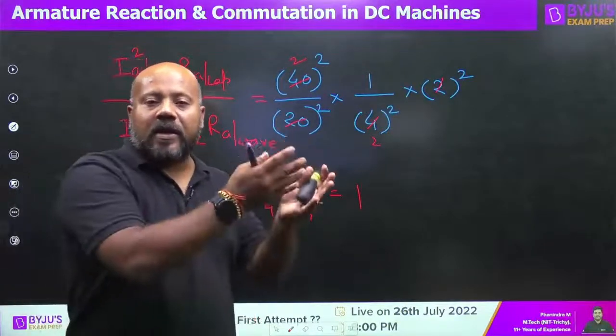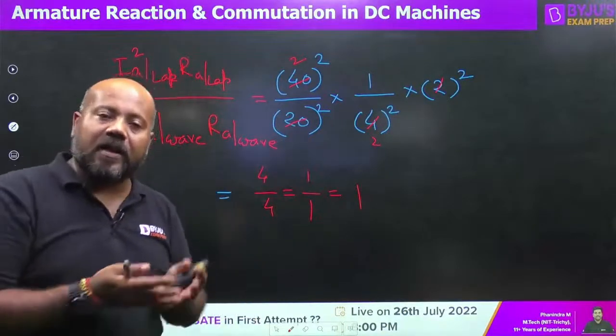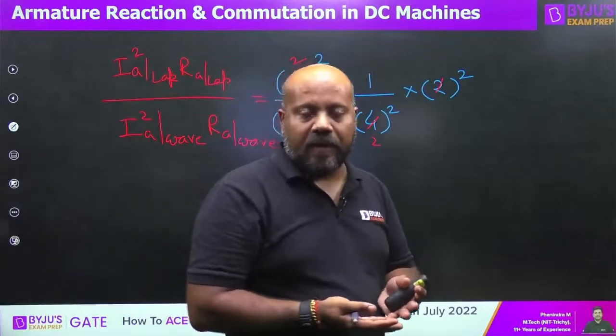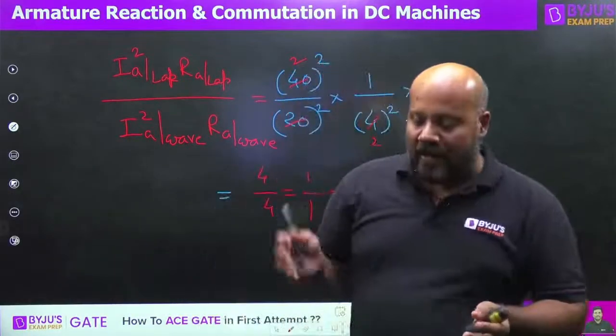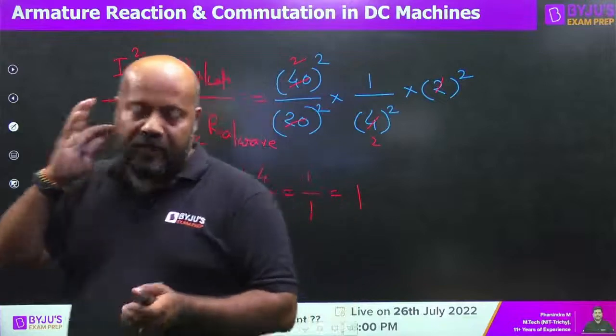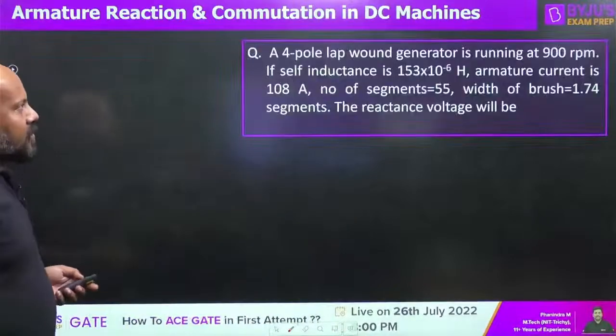If you increase the voltage, current will be low. If you increase the current, voltage will be less. Are you getting this or not? Parallel and series arrangement. Is it clear, everybody? Let us go to the next question.